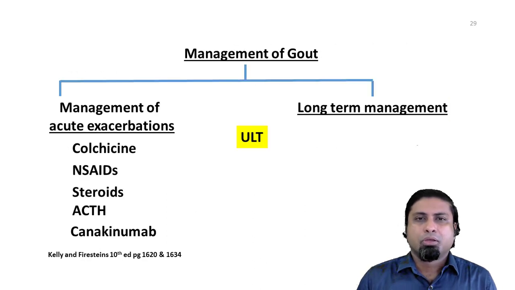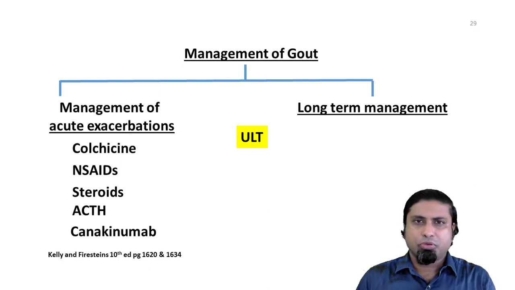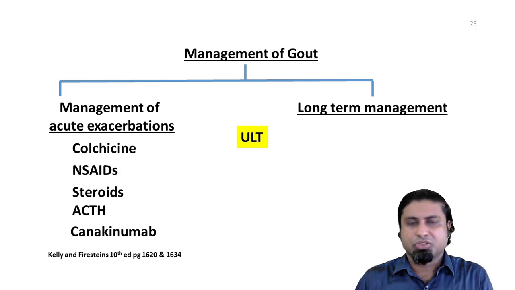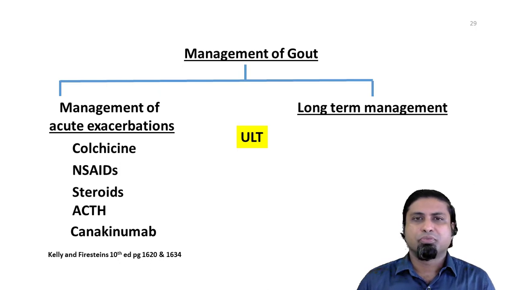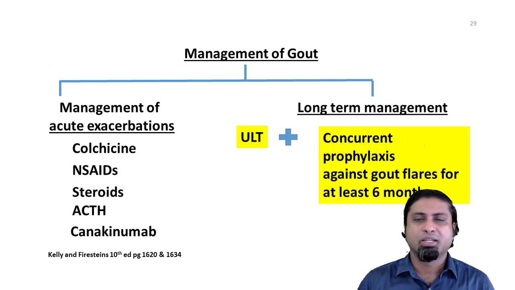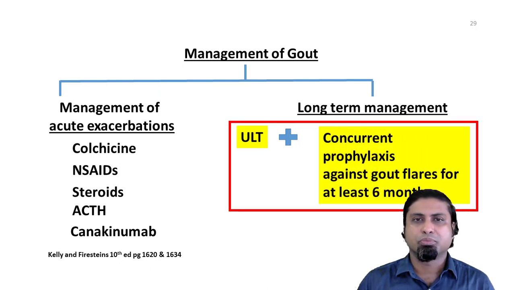Right. So, management of gout would involve management of acute gout using these drugs, and long-term management involves basically reduction of serum uric acid levels, and this may be achieved by urate-lowering therapy. And the thing to be noted during urate-lowering therapy is that during the first 6 months, co-administration of prophylaxis against gout flares needs to be given, and the drug most commonly given for this purpose is colchicine. We shall continue this discussion in the next video.